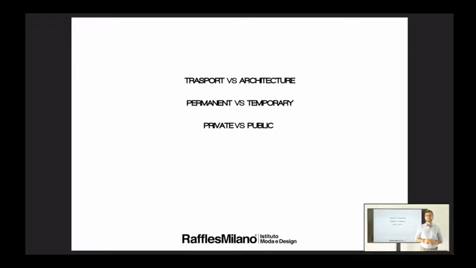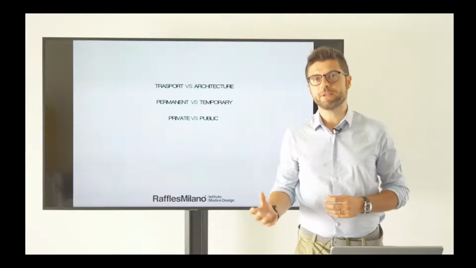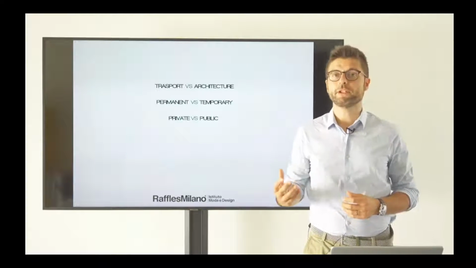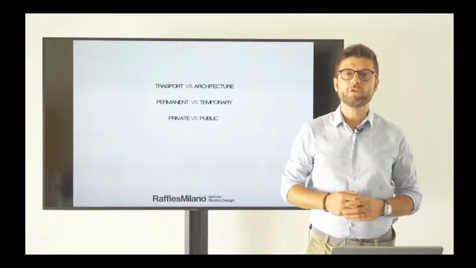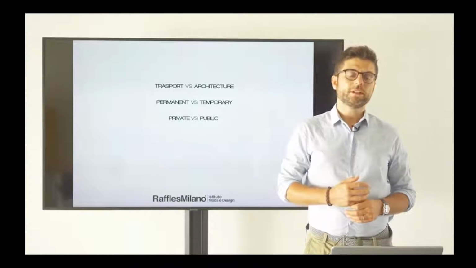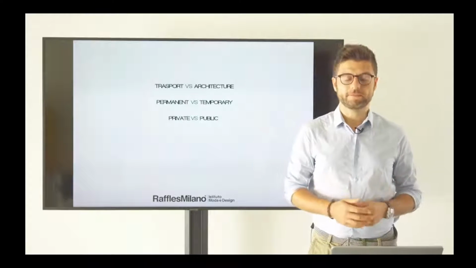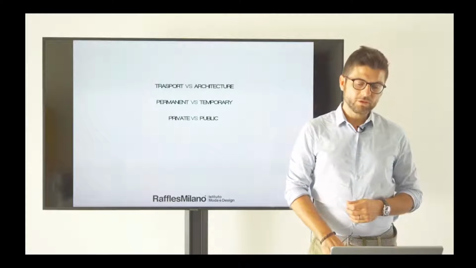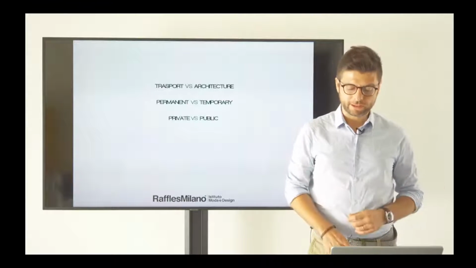There is also a division that is based on the concept of time. There are interior spaces that are permanent, there are interior spaces that are temporary. And in the end, there is a division from the point of view of the user. An interior space can be private or public. Let's go and see some examples related to all these macro categories.